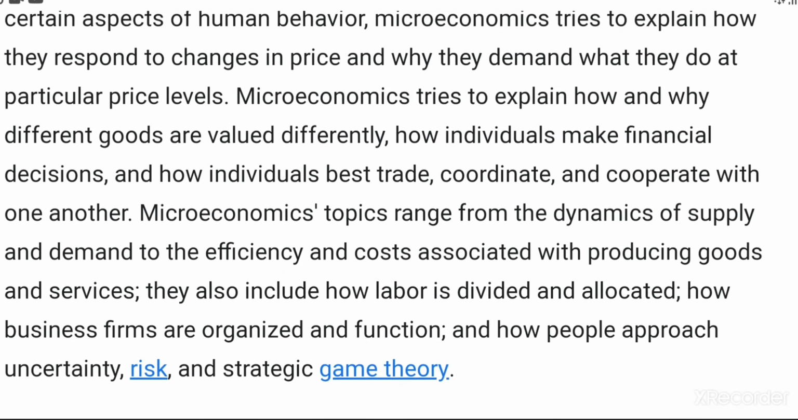Microeconomics topics range from the dynamics of supply and demand to the efficiency of costs associated with producing goods and services. They also include how labor is divided and allocated, how business firms are organized and function, and how people approach uncertainty, risk, and strategic game theory.